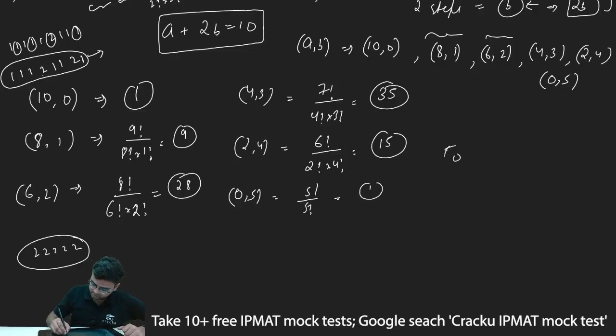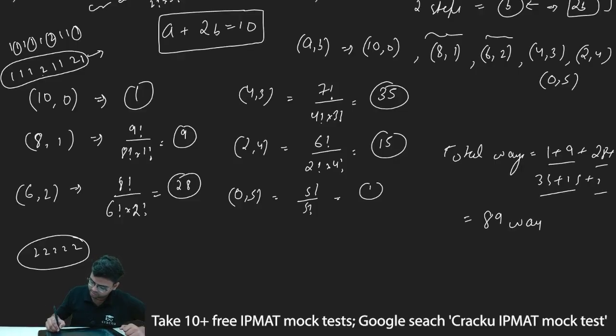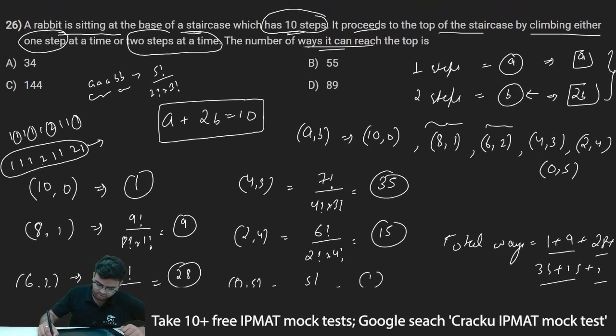Thus total number of ways will be 1 plus 9 plus 28 plus 35 plus 15 plus 1. So this is 10, 60, 88 plus 1, 89. So there are 89 ways in total, and therefore I can say option D, which is 89, is the correct answer.